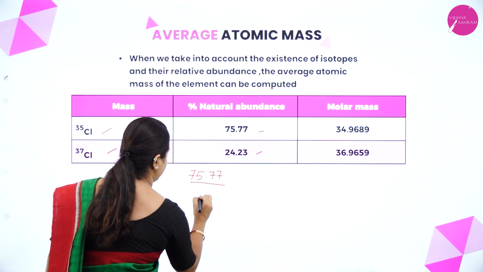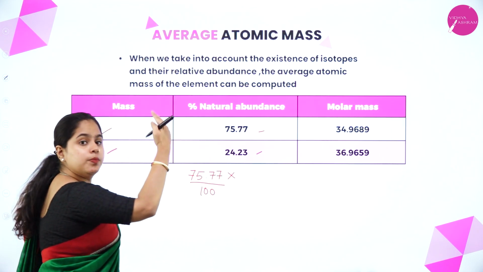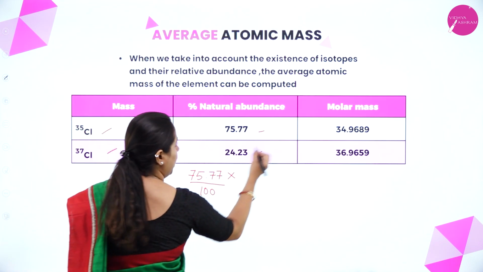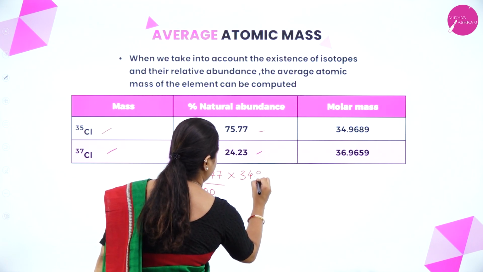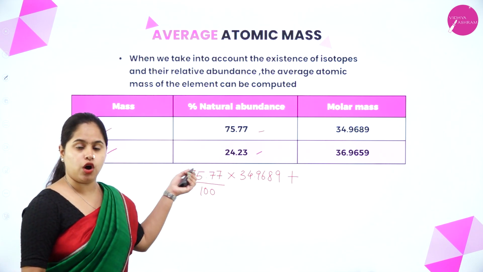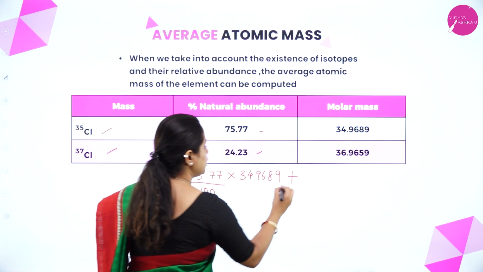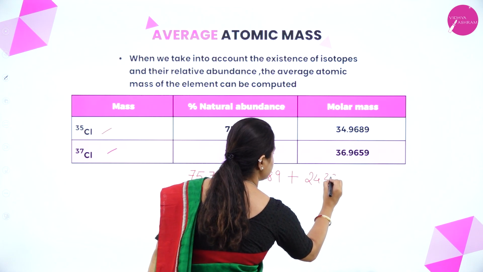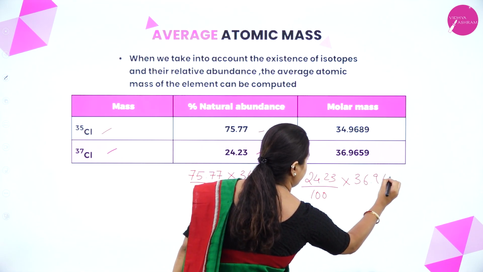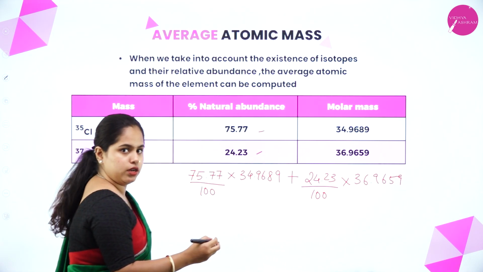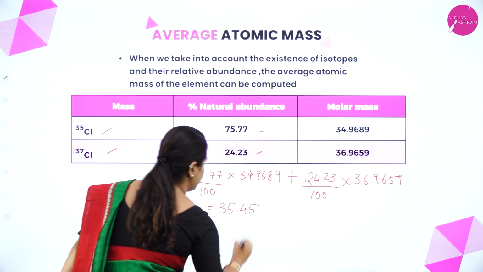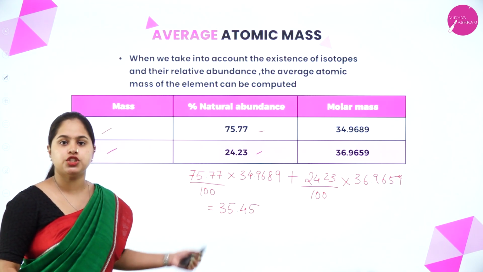75.77 divided by 100 multiplied by the mass of your isotope, chlorine 35, which is given here as 35.9689, plus what is the percentage abundance of chlorine 37? It is given here as 24.23. As we said, it is in percentage, so divided by 100 multiplied by 36.9659. When you do the calculations, you will get the value as 35.45. So this will be the average atomic mass.